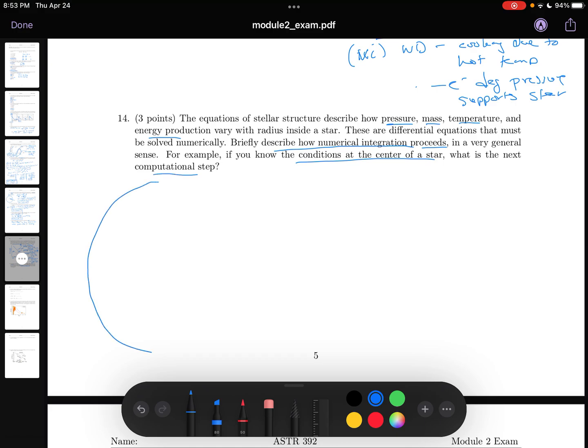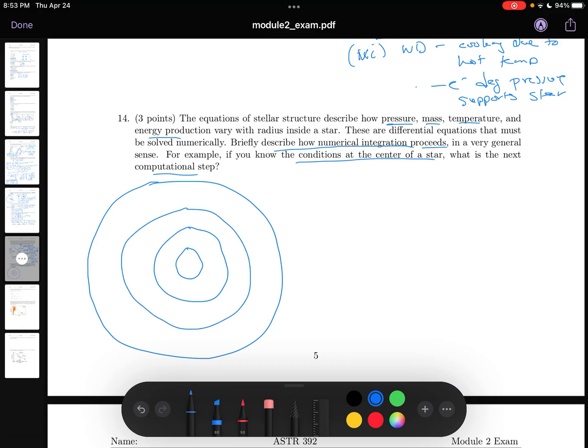So we talked about this where it's like an Euler type solution where you would break the star into concentric rings. So we could just say this is i and this is i plus 1. So if we know the conditions in the center, then we can figure out what they are on the outside. So the temperature in the next outer zone of i plus 1 is going to be the temperature in the inner zone, Ti, plus dT/dr times delta r.